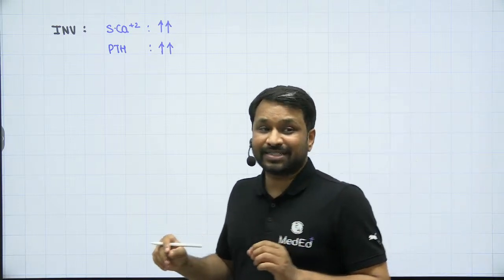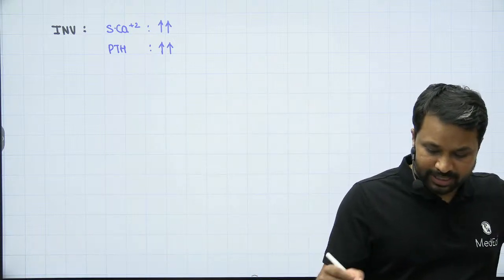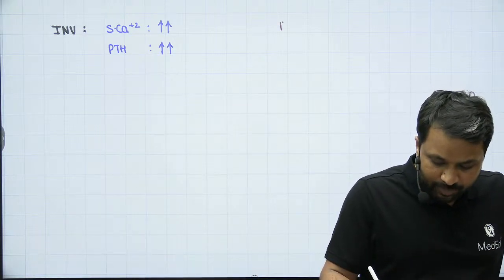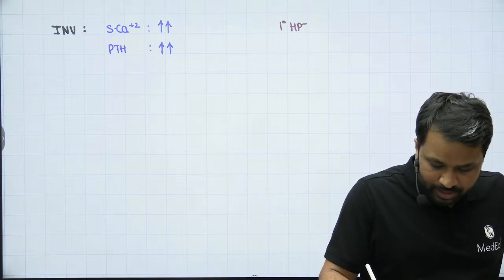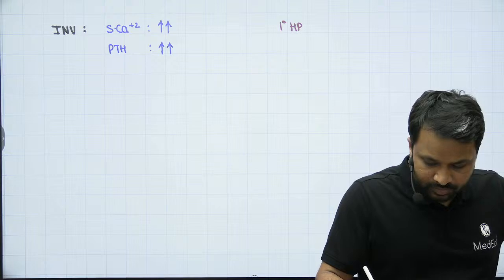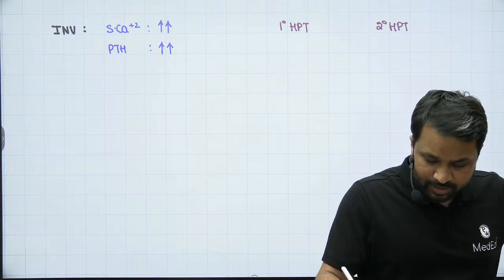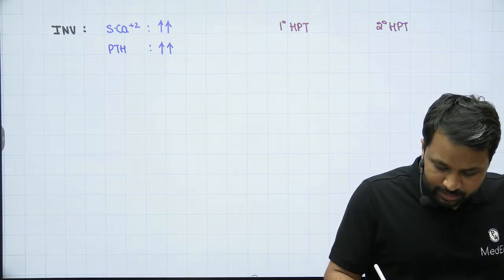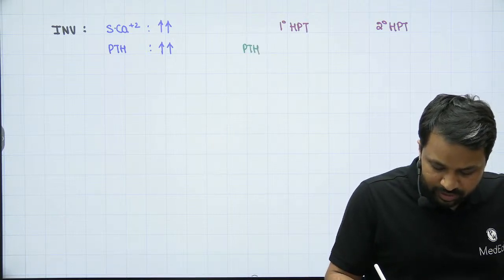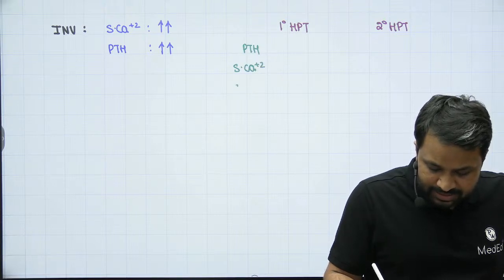Now here's an interesting thing. How do you differentiate between a primary hyperparathyroidism and a secondary hyperparathyroidism? In differentiation with the secondary hyperparathyroidism, we'll be measuring the parathyroid hormone level, the serum calcium level as well as the serum phosphate level.